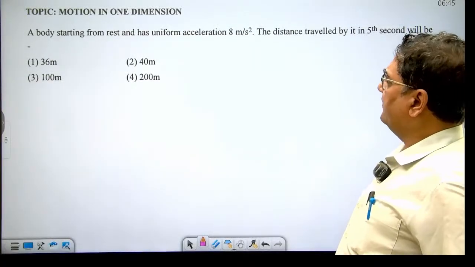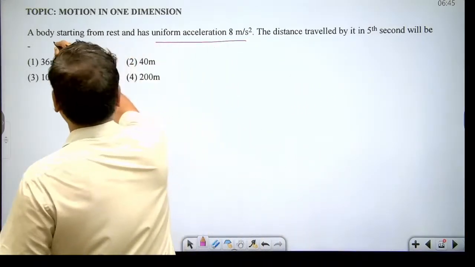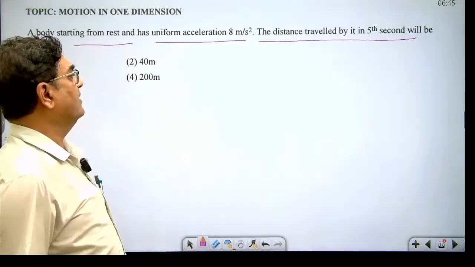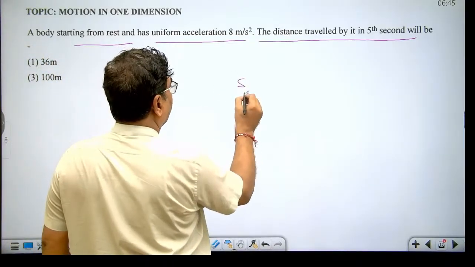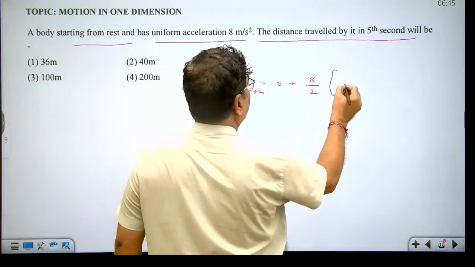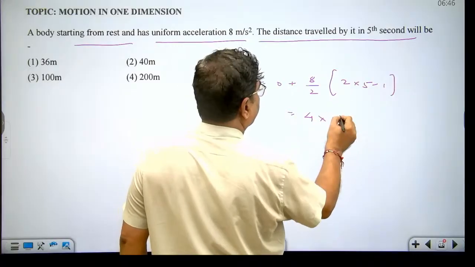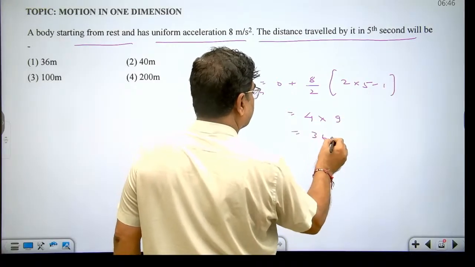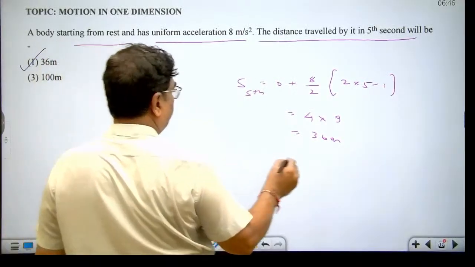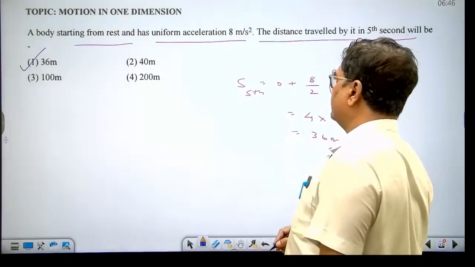A body is starting from rest and has uniform acceleration 8 meter per second square. The body is at rest. The distance traveled by it in the 5th second: 5th second means we can directly apply the formula u plus a by 2 times (2n minus 1). So dear student, this is 4 and this is 9. This is 36 meters. So out of 4 choices, the correct choice is option 1.